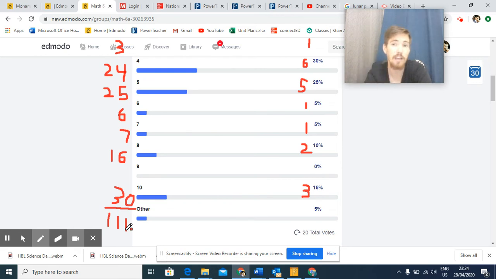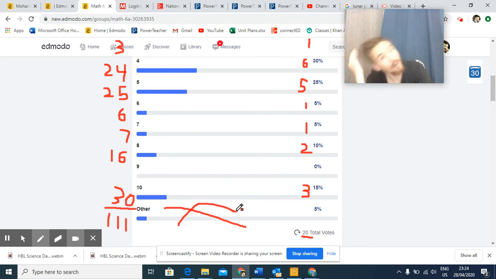Now you might be tempted to divide it by 20, but that's not it, because we're going to leave this out. We have 20 total votes, okay? But remember, we're not counting the other because we don't know what that is. That would be like having a variable, and we're not going to try to solve for the variable at this point. That's going to be way too complicated. So that means we have 19.